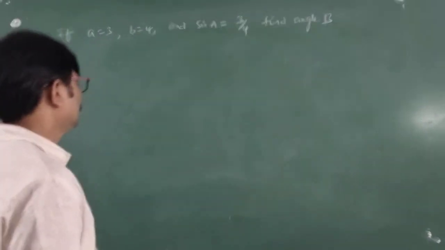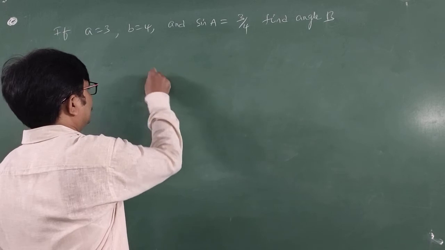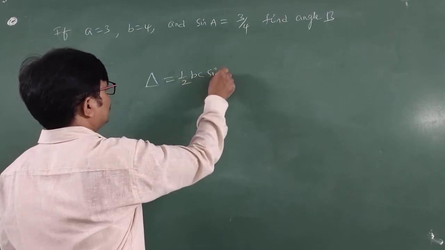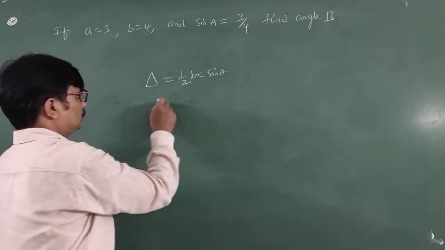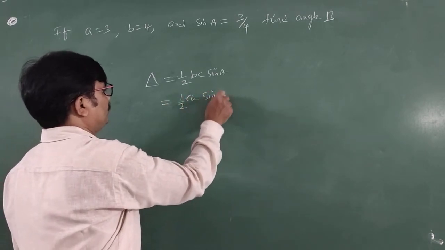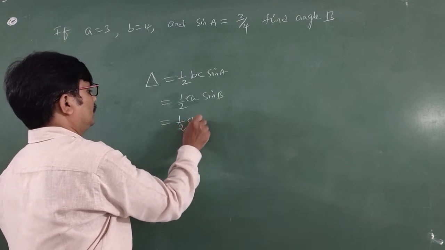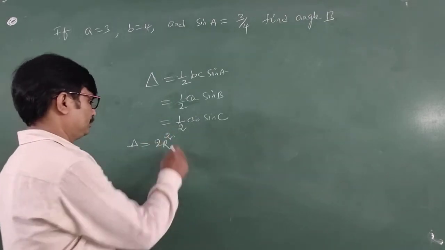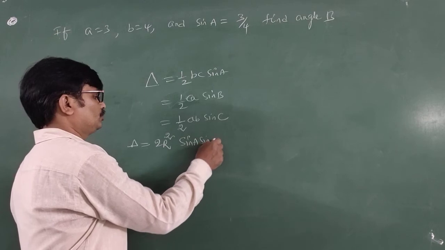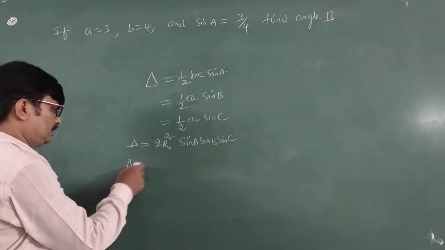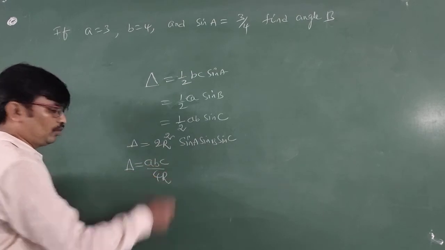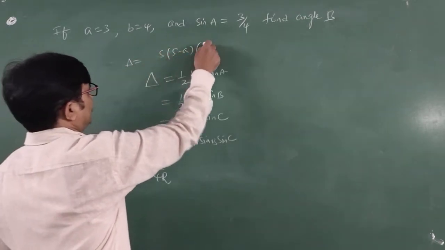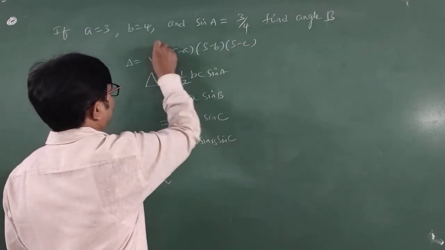My dear students, the area of the triangle, delta, is half of BC sin A, then half of CA sin B, half of AB sin C, and another one is 2R square sin A into sin B into sin C. And delta is ABC by 4R, and the last one is delta equal to root of S into S minus A into S minus B into S minus C, Heron's formula.